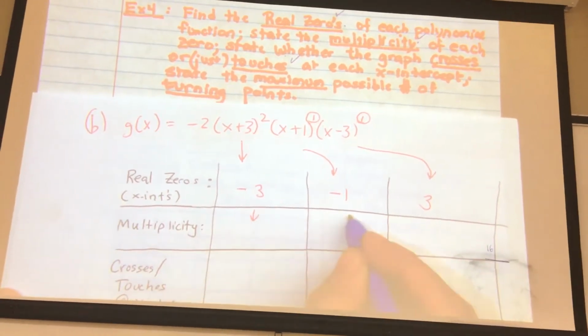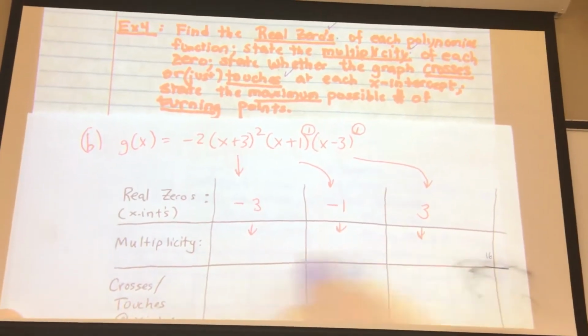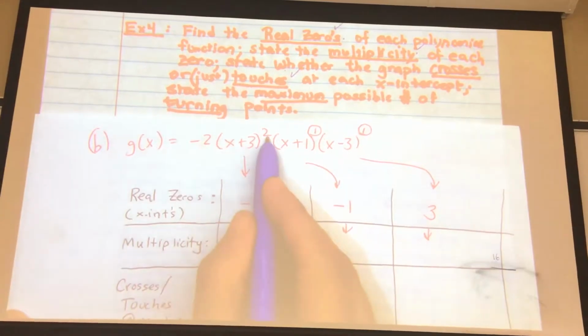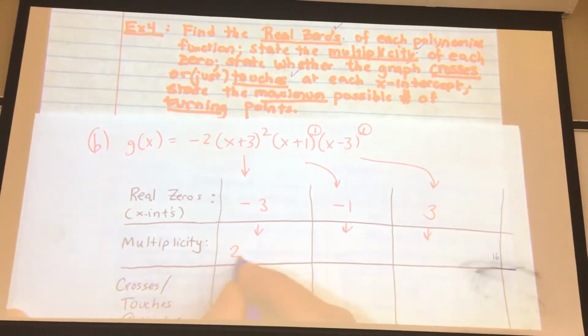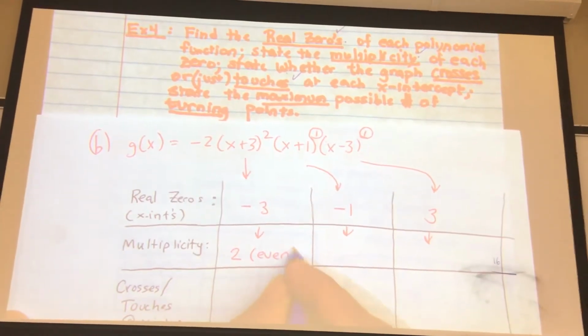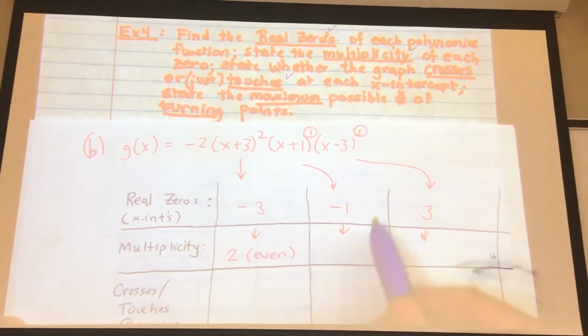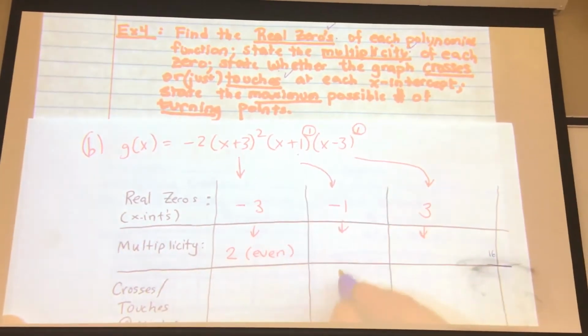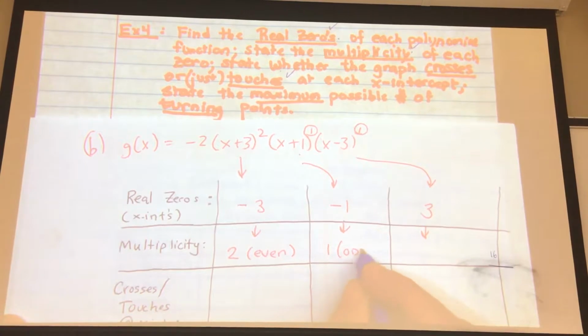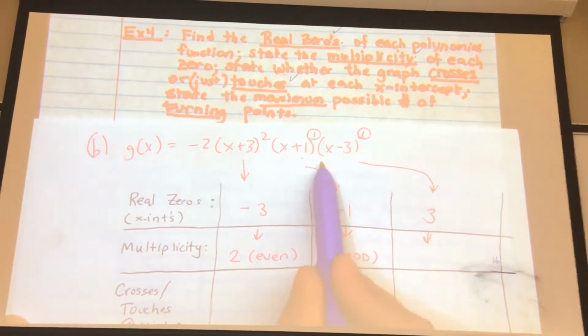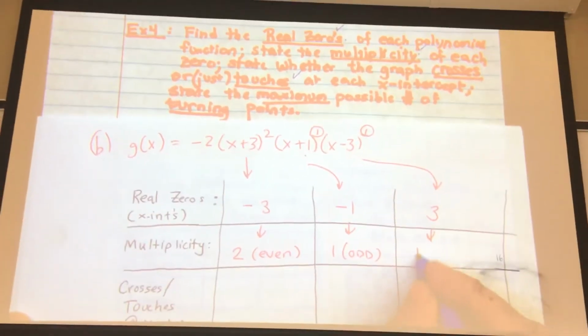We look at the powers of each factor that the zeros came from. So for negative 3, its power for that factor was a 2, which I like to remind myself is even. Negative 1 came from this factor, whose multiplicity was a 1, which is odd. Positive 3 came from this factor, whose multiplicity was 1, which is still odd.